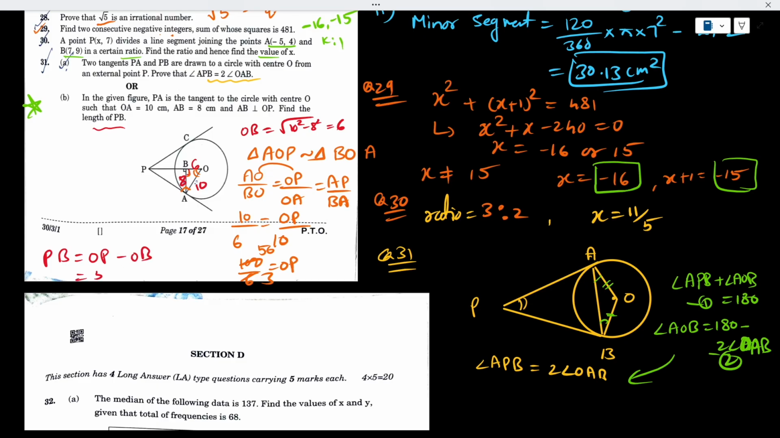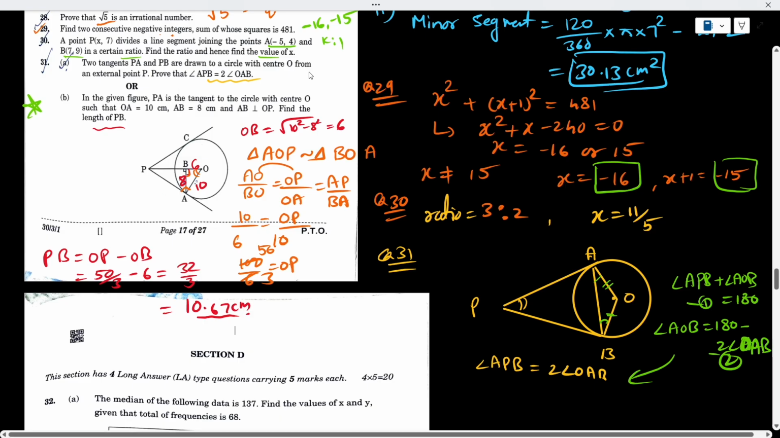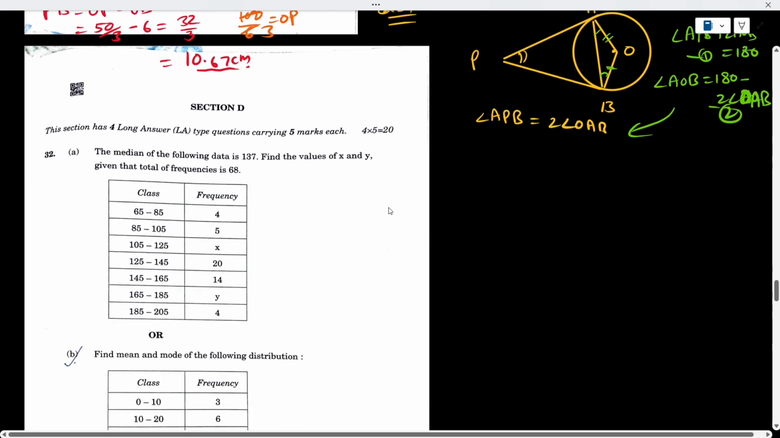If you subtract, you will get 50 minus 18 by 3, which is 32 by 3. What should be your answer here? 32 by 3 you will be getting, and the answer can be 10.67 centimeter. That is the length. So using similarity and the circle concept, you are getting this.